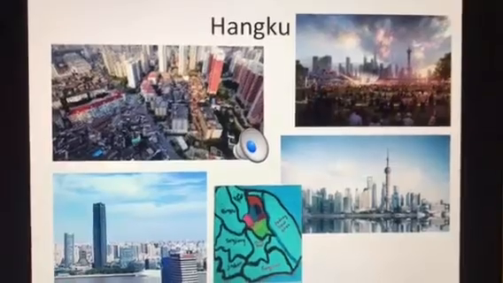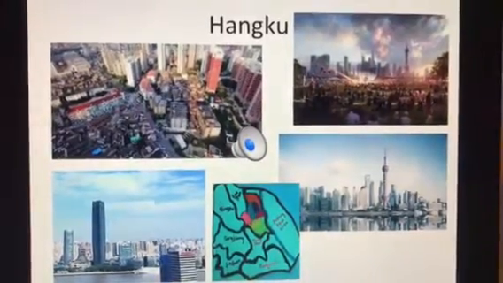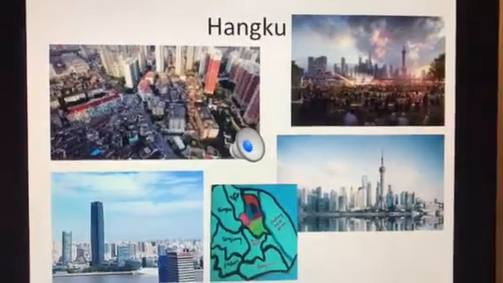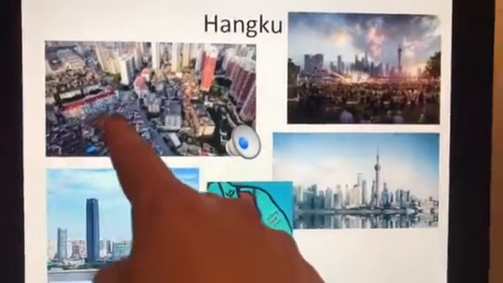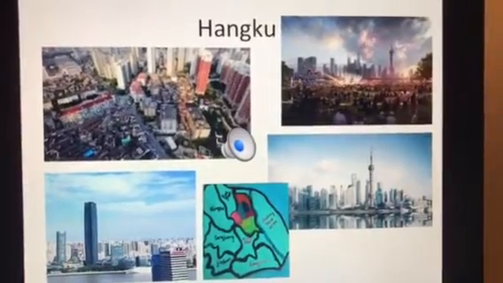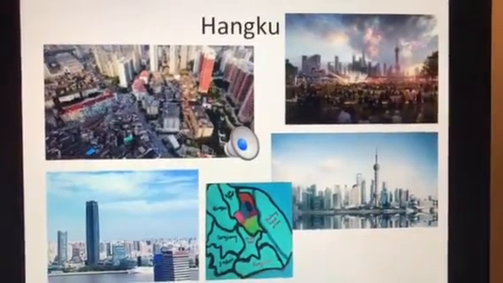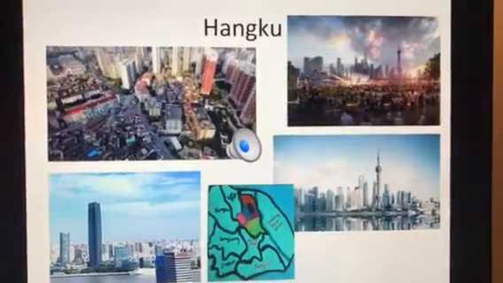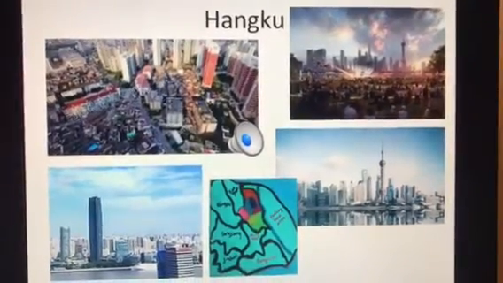Hangkou has more of a residential scene, so it's perfect for tourists to come and visit so they can see the city's skyline from across the river. It is also home to many shopping destinations as well as corporate offices.